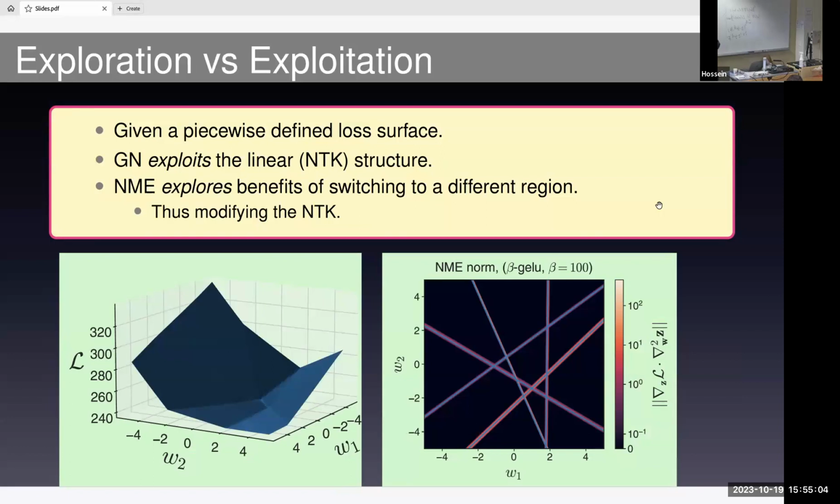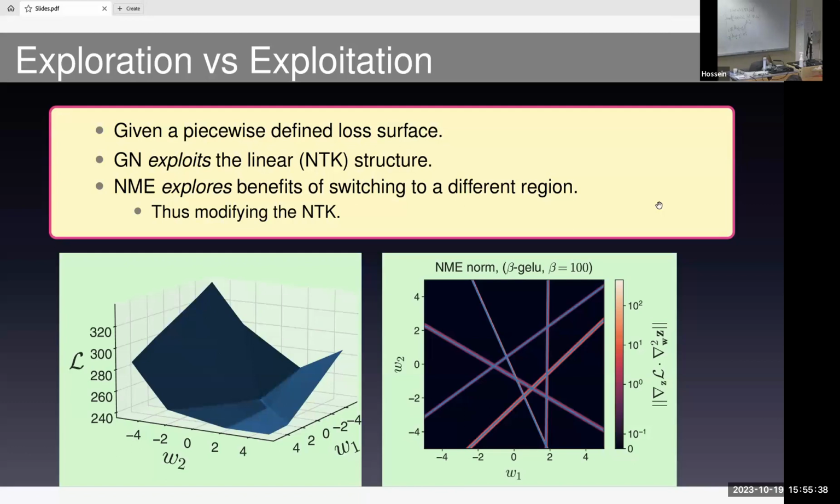If anybody has doubt about that, I can explain here. No? Okay. So: ReLU network, two weights from the same layer, and L2 loss. Now this surface should be piecewise quadratic, because we use the L2 loss over these linear pieces, right? So this is our loss. And here we are visualizing the magnitude, the norm of this NME matrix, as we look at different points in the parameter space, okay?